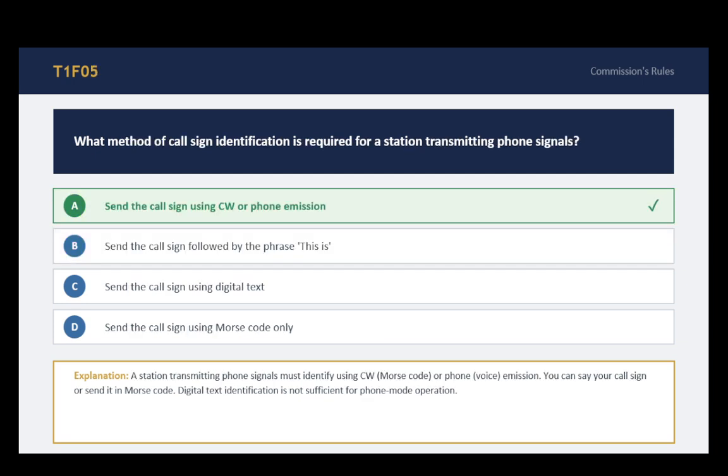What method of call sign identification is required for a station transmitting phone signals? A. Send the call sign using CW or phone emissions. A station transmitting phone signals must identify using CW or Morse code or phone voice emissions. You can say your call sign or send it in Morse code. Digital text identification is not sufficient for phone mode operation.